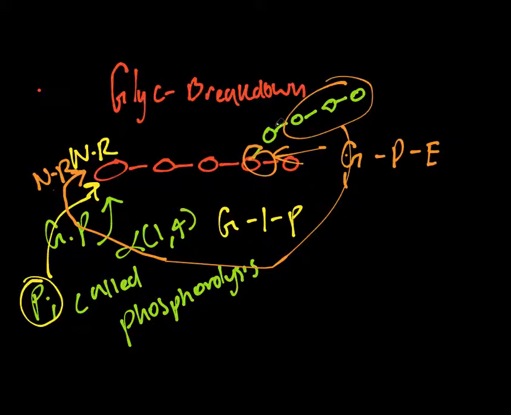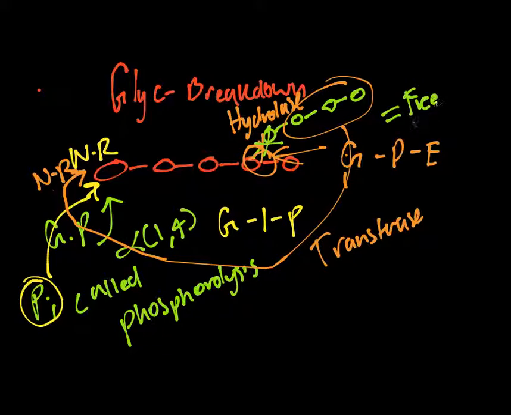And it's also going to hydrolyze the last glucose off using hydrolase. So transferase does this, and hydrolase does that. It's going to break this off, and it's going to result in a free glucose directly. So you have free glucose. And this is glycogen breakdown in a nutshell.